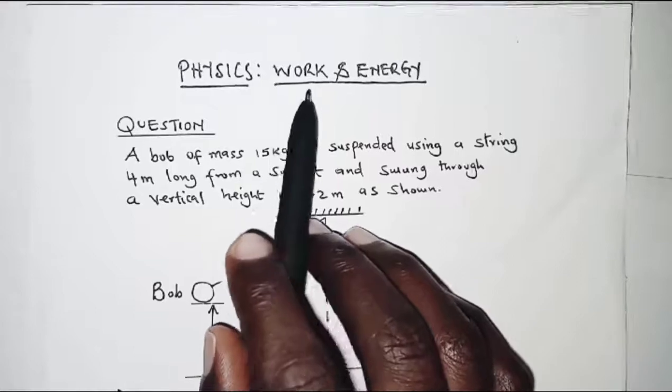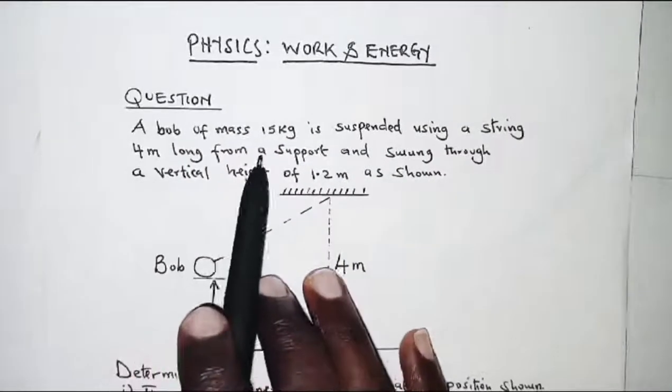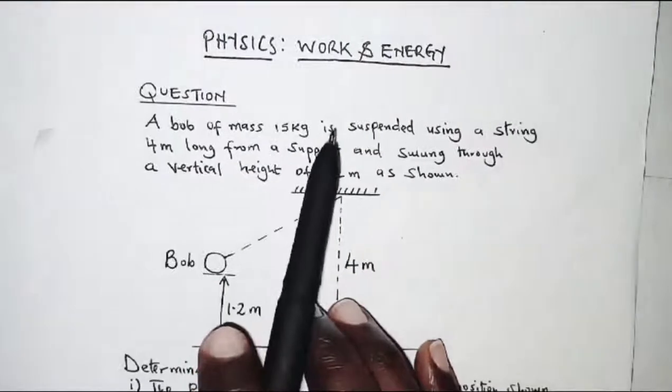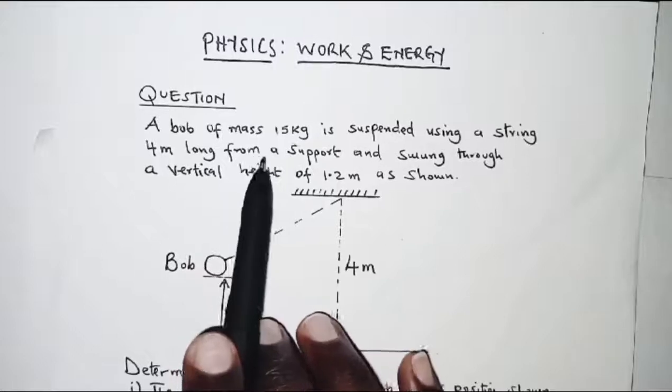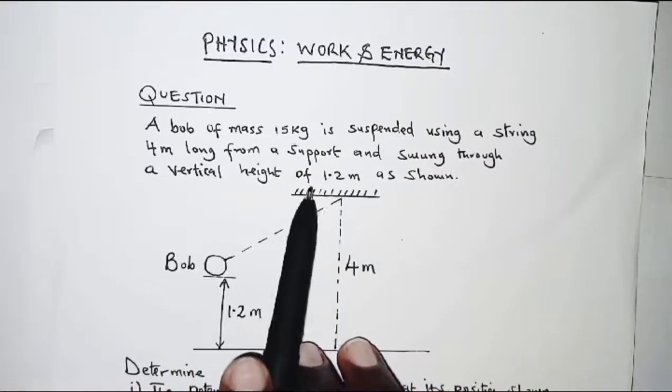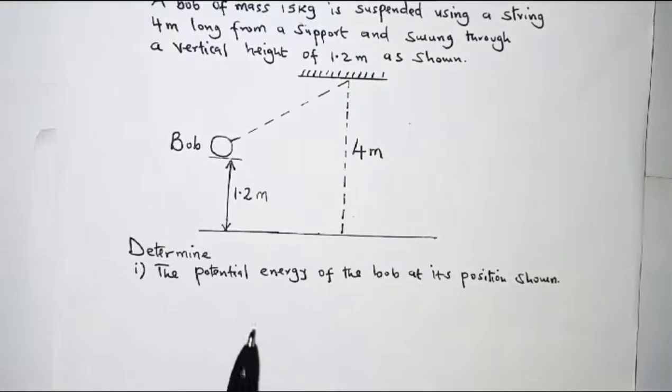Today we will look at work and energy, and the question we have reads: a bulb of mass 15 kilograms is suspended using a string of 4 meters long from a support and swung through a vertical height of 1.2 meters as shown. So the diagram is as shown.